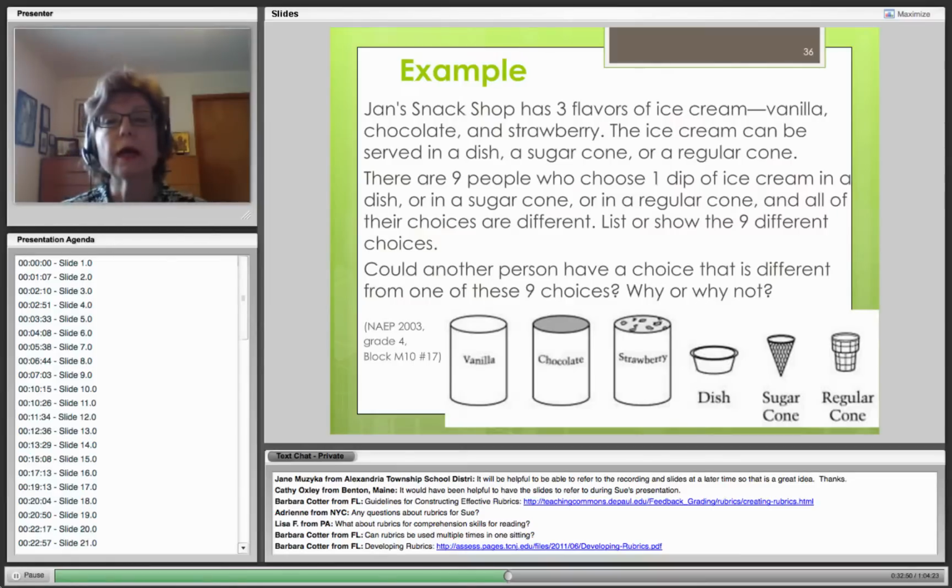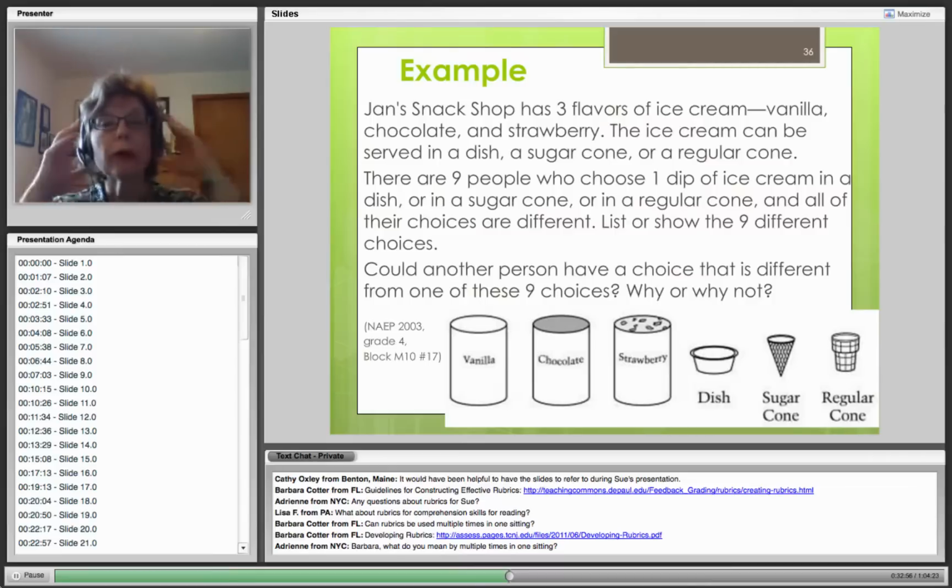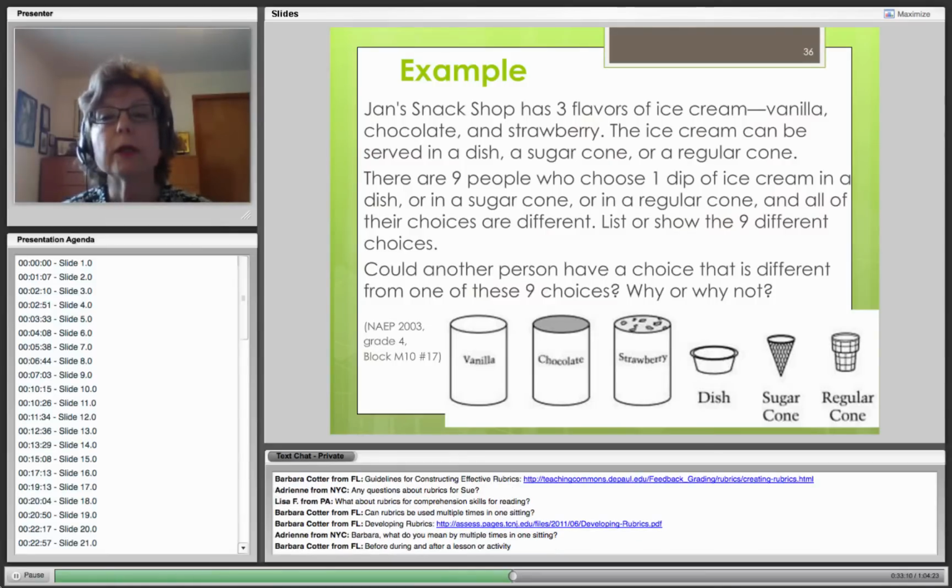Here is an example of a question about combinations. And it's actually a 2-point question. I'm only going to focus on the first one. There are 9 people who choose. You can choose 3 kinds of ice cream and 3 kinds of containers to put them in. How many possible combinations are there? And then the second question, could another person have another choice that's different? Let's lay that aside for a minute.